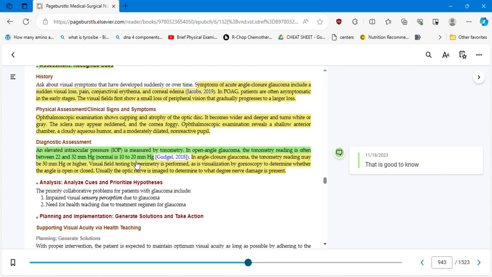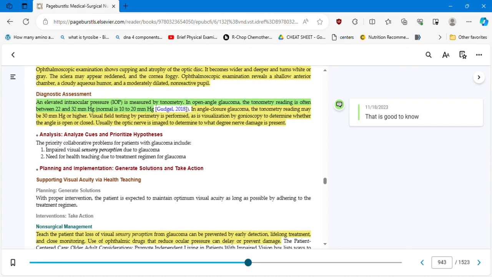Visual field testing by perimetry is performed. That's the test that I was telling you. As is visualization by gonioscopy to determine whether the angle is open or closed. Usually the optic nerve is imaged to determine to what degree nerve damage is present. So good to know about how is the reading of the pressure in the eye. Okay, you need to know these numbers.